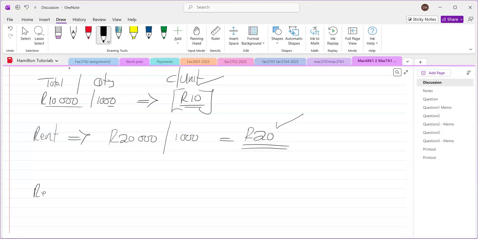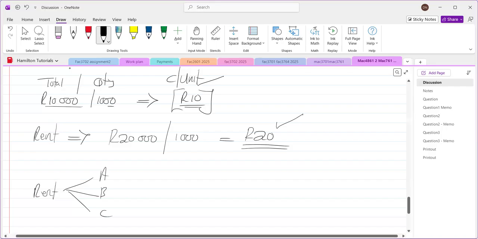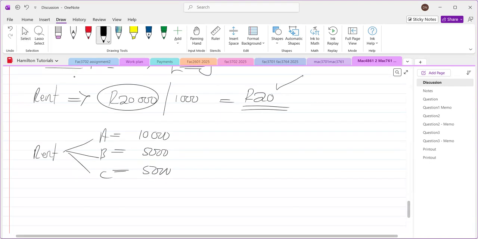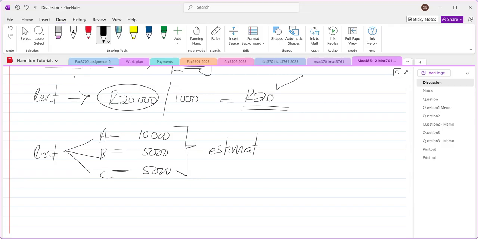But if you have a factory and you're paying rent of 20,000, but you have got product A, product B, and product C, and these products are different and they take up different spaces on the production floor. It means this amount of 20,000 will then have to be split into these products. Maybe this one 10,000, maybe this one 5,000, maybe this one 5,000. But this type of splitting is based on estimates. So you need to come up with a system that you can use to estimate how much each product actually consumes in terms of the rental expense.